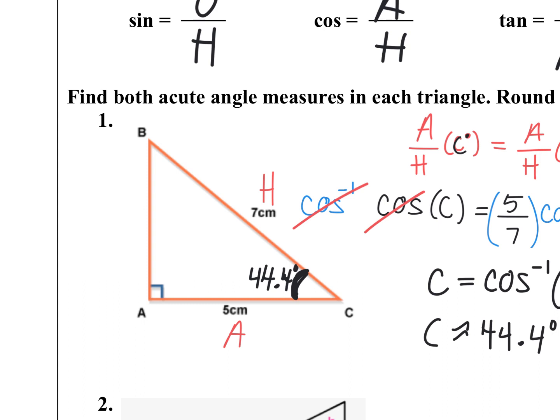How do you find the third angle of a triangle? You know that this one is 90. Yeah, you're just subtracting. Okay, so add the two you have, subtract from 180. Can you please find the other angle? Because it's asking for both.